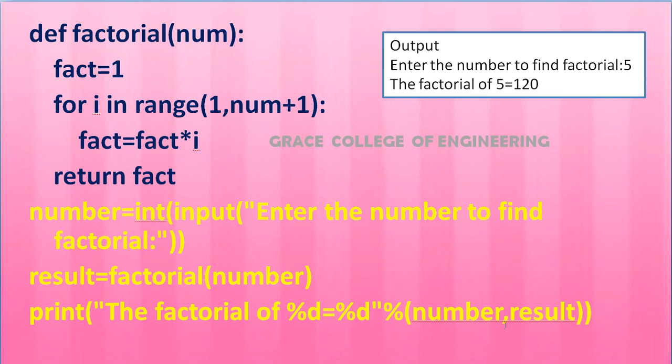Two values are passed here. They will be placed in these %d. In the first %d, the number will be placed. The number is 5, you know. See the output: the factorial of 5. And the result, after doing all the calculation, will be stored in this %d. So that is 120, 5 into 4 into 3 into 2 into 1.